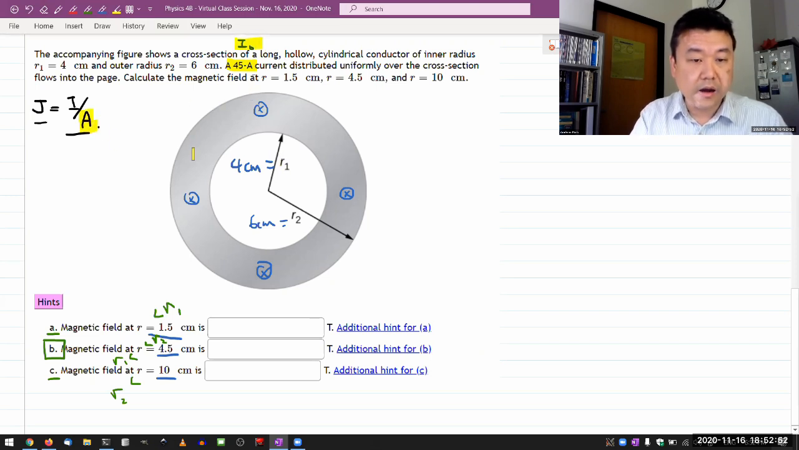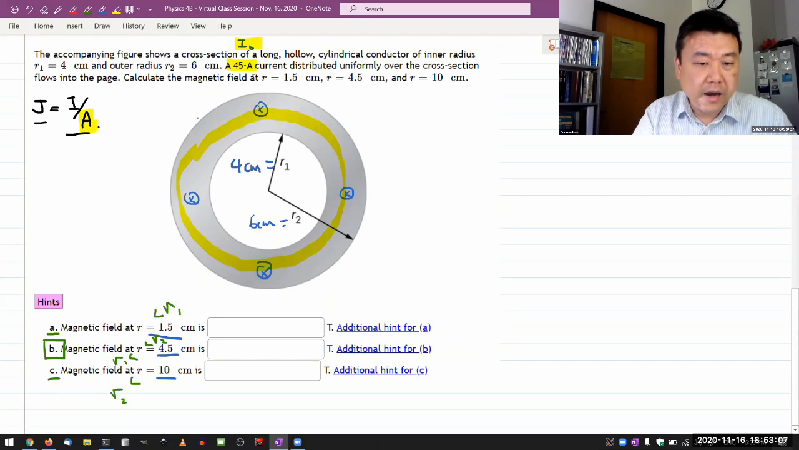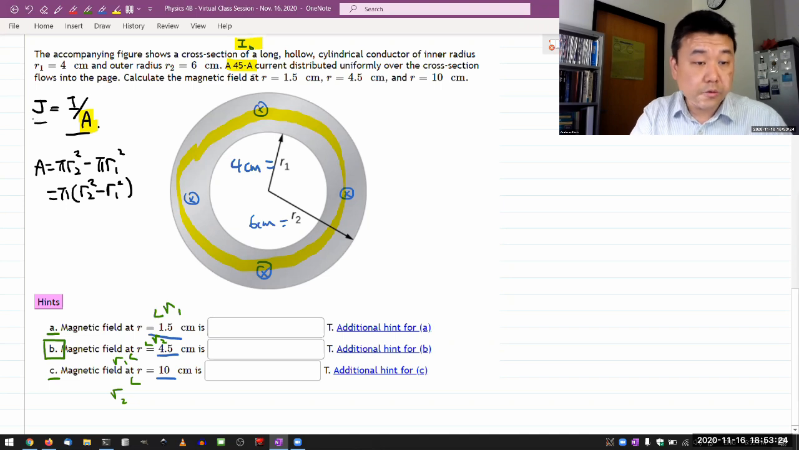So it's the area of this, what is it called? The annulus. I think that's the 2D geometry. The area of that ring is the area of the outer circle minus the area of the inner circle. So A should be pi r2 squared minus pi r1 squared. Or if you want to simplify it a little bit, pi times r2 squared minus r1 squared. So that's going to be the expression for the current density J.